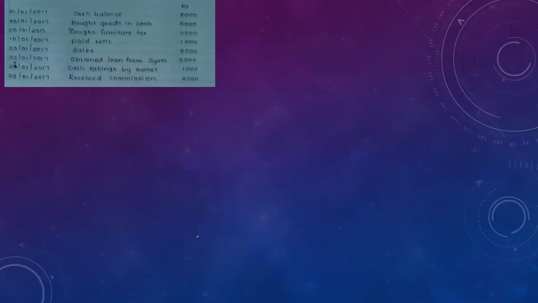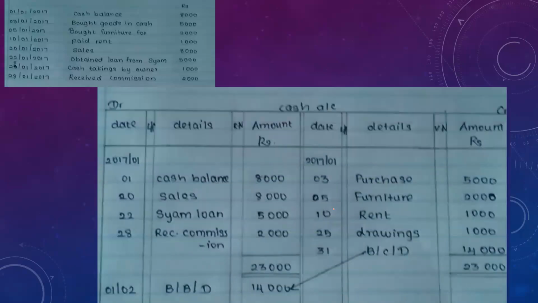I gave a third question, this one, and the answer for this question is this. First, cash balance 8,000. We don't need to write cash balance, we can write balance, okay? Because in the cash account you can't write any other balance. You have to write cash balance only in the cash account. Therefore, only balance is enough. If you write cash balance, they won't mark it wrong. Don't worry.